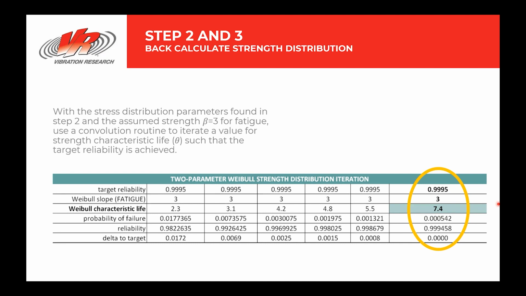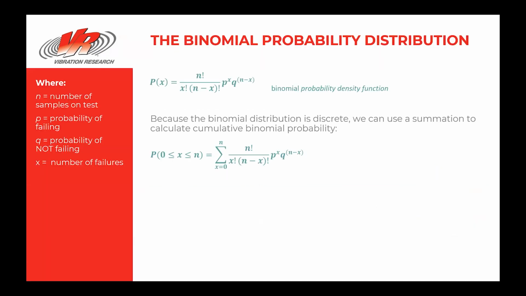We'll hold on to this value for step 4, but first we have to digress for a moment to talk about the standard binomial success run formula, which in turn will be used to develop the Weibull success run formula. The binomial probability density function is given by the formula: probability of an outcome is equal to n factorial over x factorial times (n minus x) factorial, times p to the x power, times q to the n minus x power. That's a binomial probability density function.